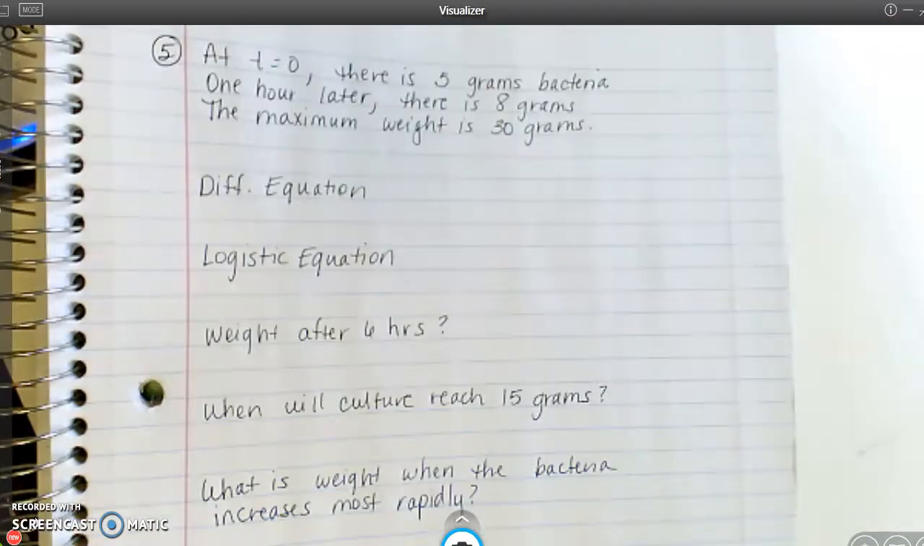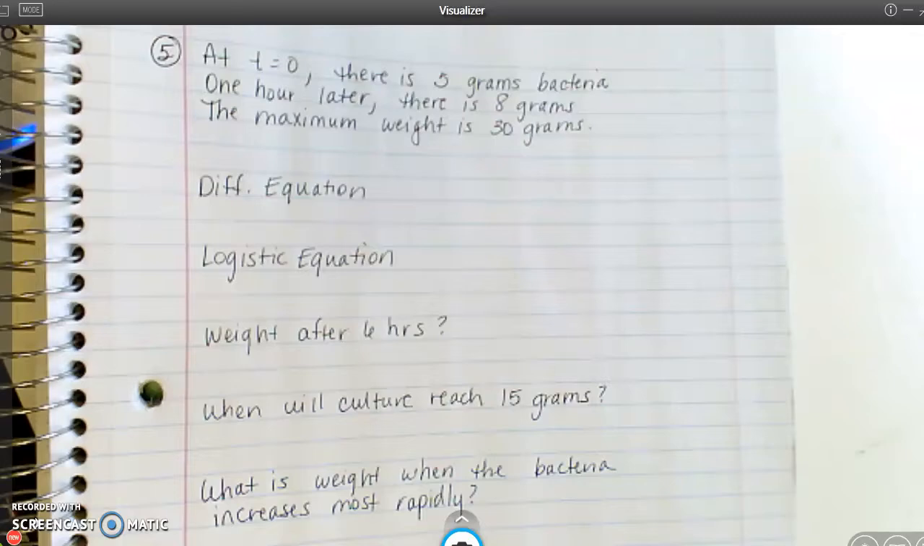Okay, lastly, we're going to look at a word problem related to logistic equations. Normally, the problem would tell you this situation is modeled logistically. If you see the word logistically, you know that you have those equations to memorize and use. The first thing it wants us to find is the differential equation, then it wants the logistic equation. So let's start off. It says at t equals 0, there are 5 grams of bacteria. 1 hour later, there are 8 grams, and the maximum weight is 30 grams.